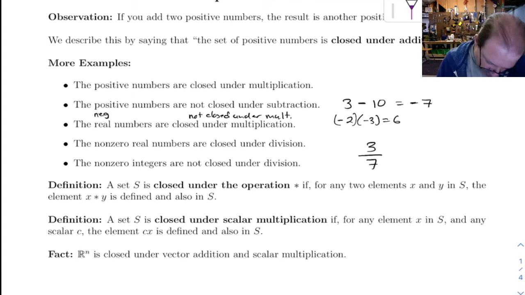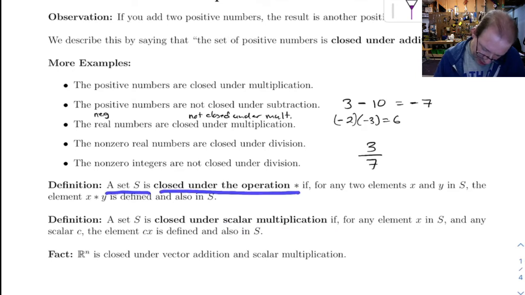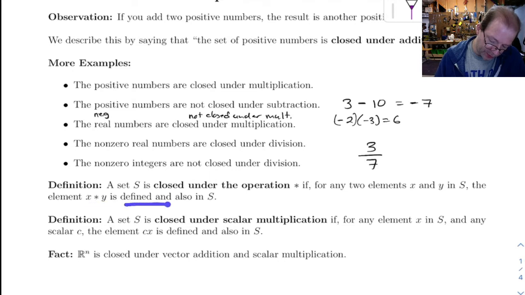All right, so let's look at the definition of closed. We've got two different definitions here. One is closed under a given operation, and the other one is closed under scalar multiplication. We say that a set S is closed under the operation star if for any two elements x and y from S, if you do x star y, the result is defined and also in S. And a set is closed under scalar multiplication if for every element x in S and any scalar c you pick, then c times x is also in S.